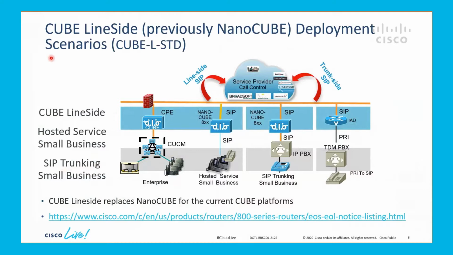The NanoCube was a managed service provider offering on the select Cisco 800 series platform, where customers would be getting those 800 series boxes from their service provider, and the service provider would be hosting the call control within their environment. The customer will have SIP endpoints, and those SIP endpoints will register to the service provider call control via a line side SBC function, which used to be known as the NanoCube. NanoCube is no longer offered. It has been replaced with Cube line side, which is similar in function, but the licensing is completely different from what used to be the NanoCube licensing.